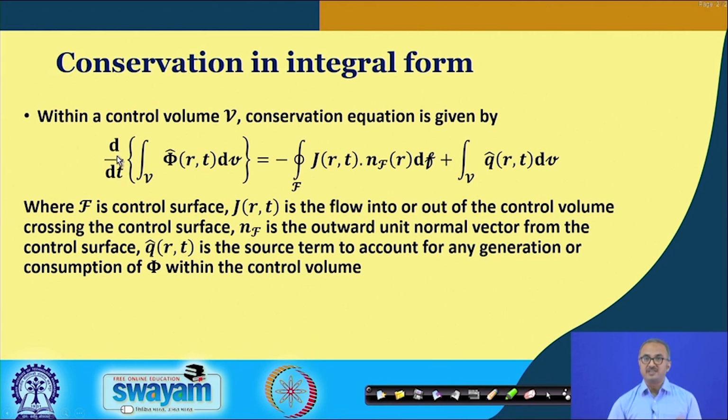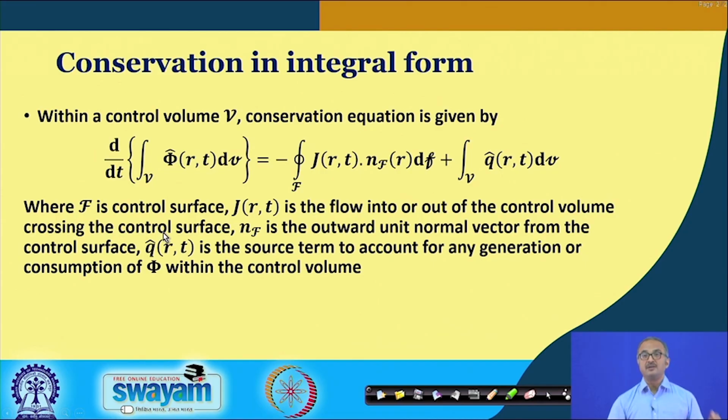This change is happening due to some influx or outflux from the control volume, and due to some kind of generation. So this particular term shows the net influx minus outflux, and this is the generation, and due to these, something is happening inside the control volume. Now you see that this flux is happening at the surface, so we are taking the surface integral, and F represents the control surface, and J represents the flow into or out of the control volume crossing the control surface.